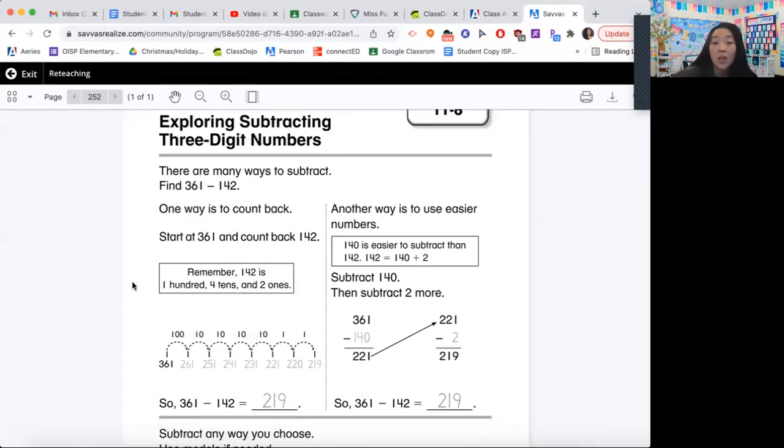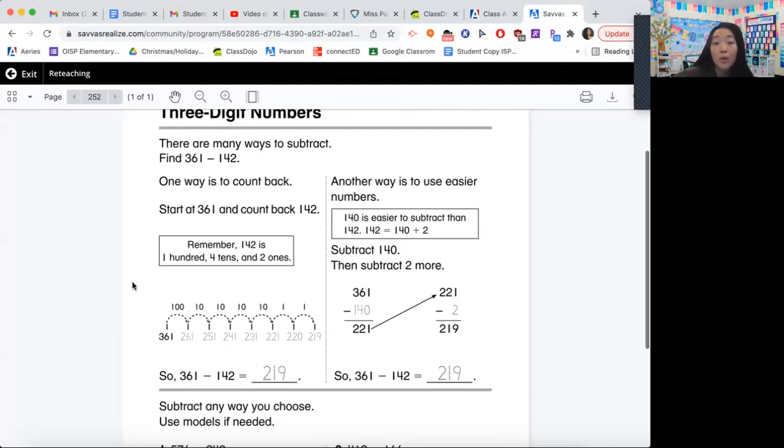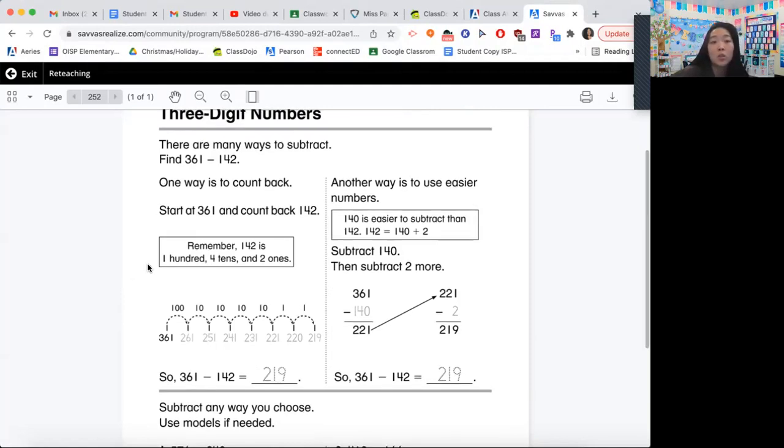Find 361 minus 142. So one way that you can do it is count backwards. You start at 361 and you're going to count back 142. Remember, 142, if you break it up, is going to be 100, 4 tens, and 2 ones. So you're going to first subtract 100. 361 minus 100 will give you 261. Then you're going to subtract 4 tens: 251, 241, 231, 221. And then you're going to subtract 2 ones: 220, 219. That's how you get from 361 minus 142 to your answer of 219.